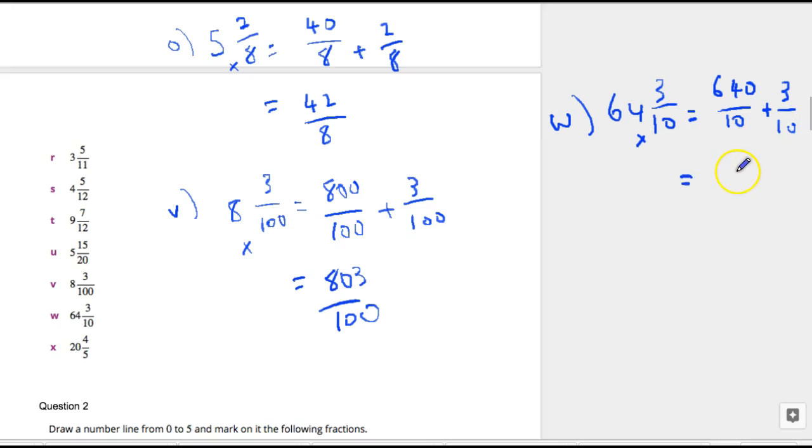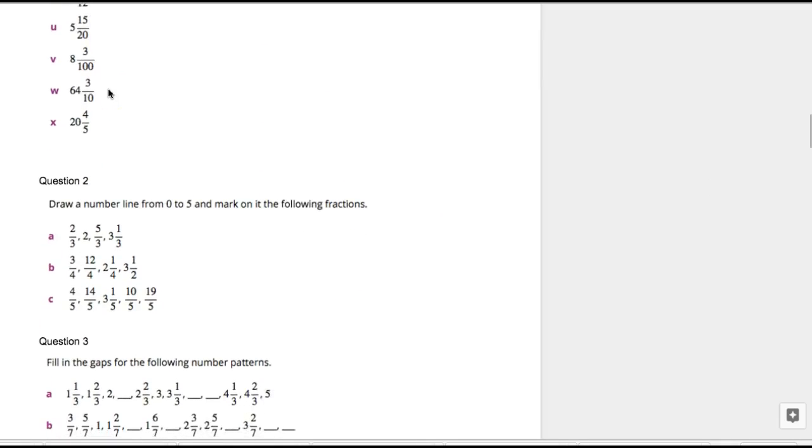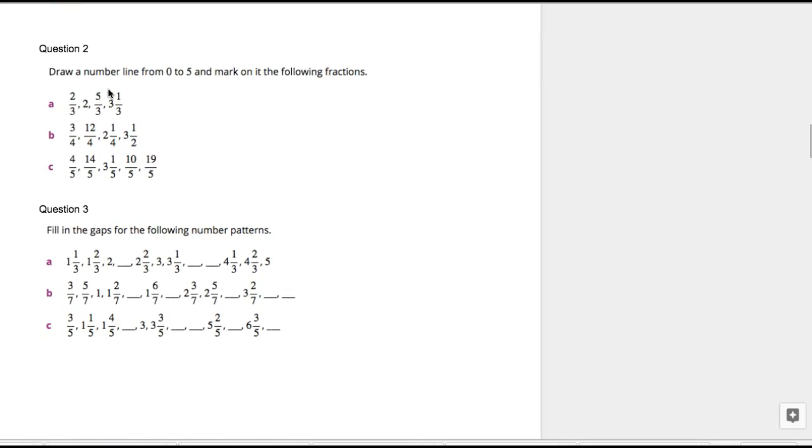And then how many tenths do I have? I have 643 over 10. Okay, let's move to question 2. So these ones here, we're looking at writing the question on a number line. And we have to mark on this number line the following fractions.